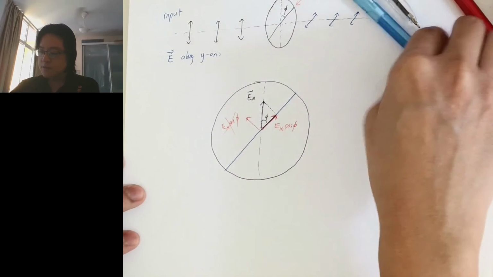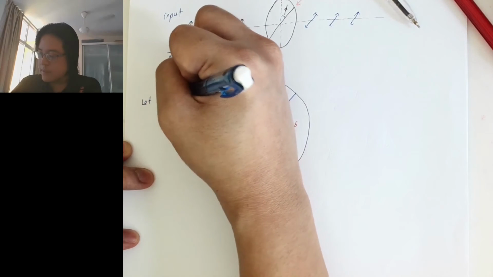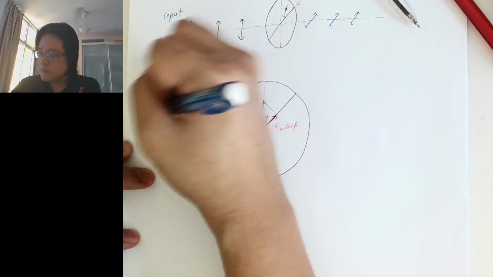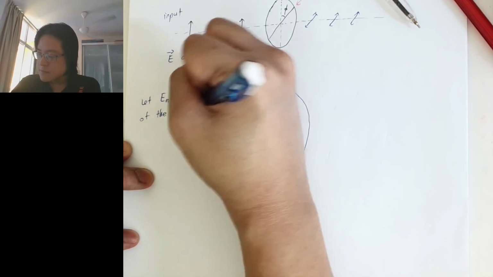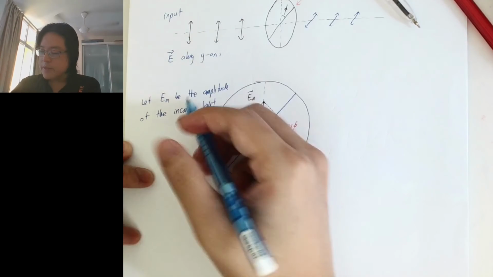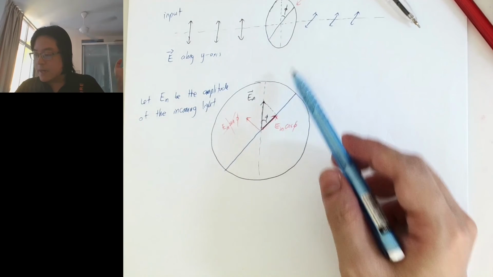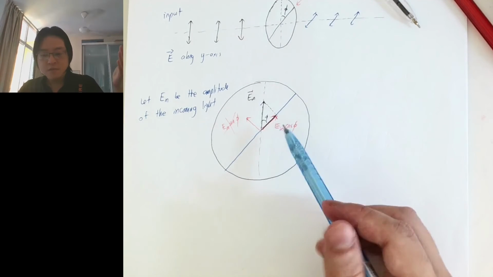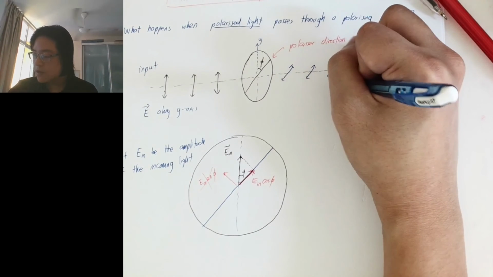Okay, so I'm going to let E in be the amplitude of the incoming light. The direction originally was the y direction, and the amplitude is E input, but if I pass through the filter, only this component can pass through. So that means the output will have the amplitude of E cos phi.